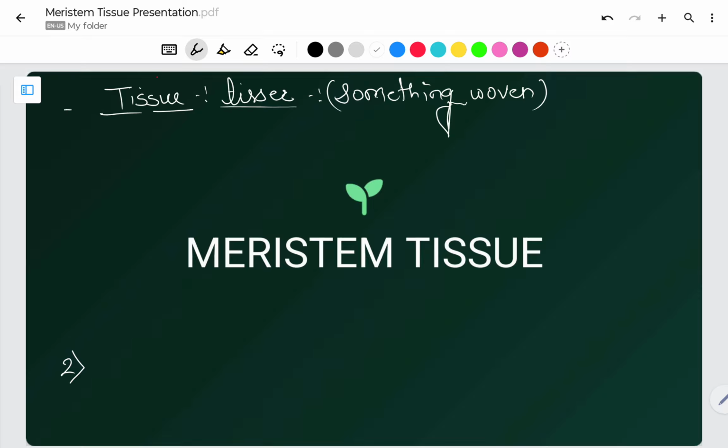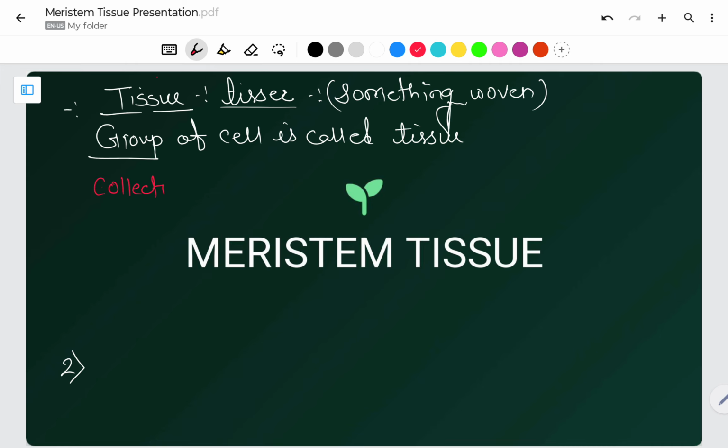What is the meaning of tissue in biology? A group of cells is called tissue. What does a group of cells mean? A collection of cells. A collection of cells is called tissue.